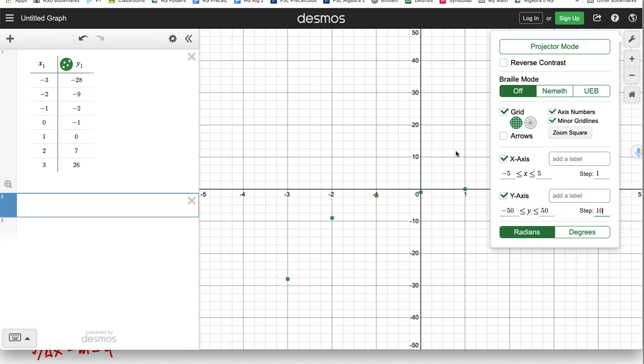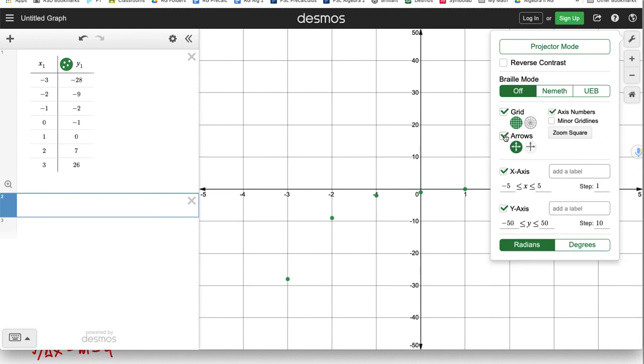So I also see that I've got these extra grid lines. I'm going to turn off the minor grid lines. And we could turn on the arrows for the grid if we wanted to see them. We could also label x and y for the x and the y axes.